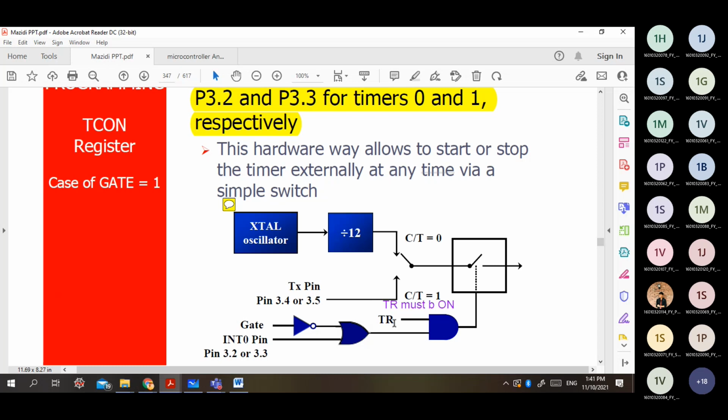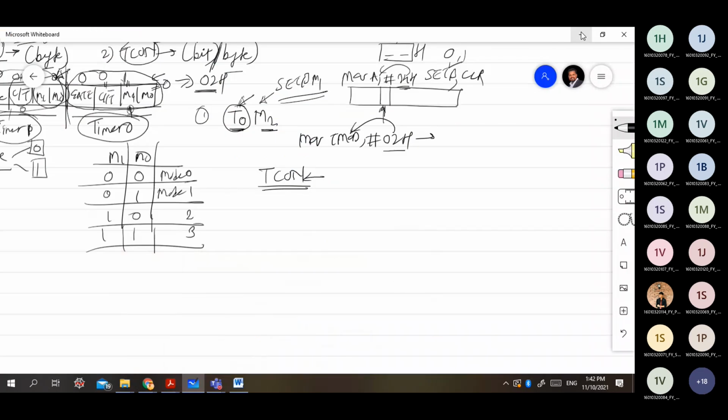TR means timer run. So whenever I make it equal to 1, we put this switch down, and whatever clock pulses come will hit the timer, and as each clock pulse arrives, on the rising edge of the clock pulse, it will increment the count. Fine. So this is how it works. TR1 is to run timer 1 and TR0 is to run timer 0, to deliver the clock pulses to the particular timer. So that is the use of TR.